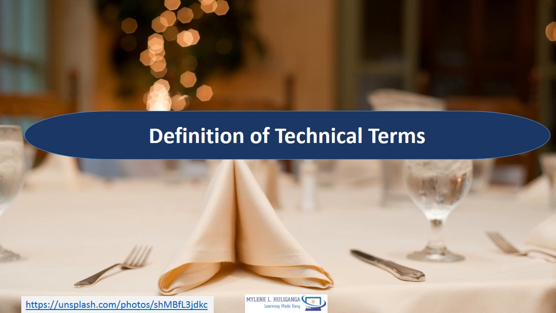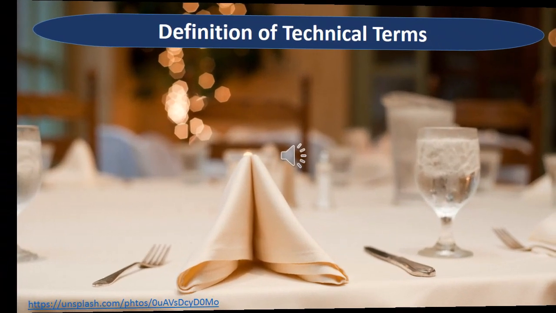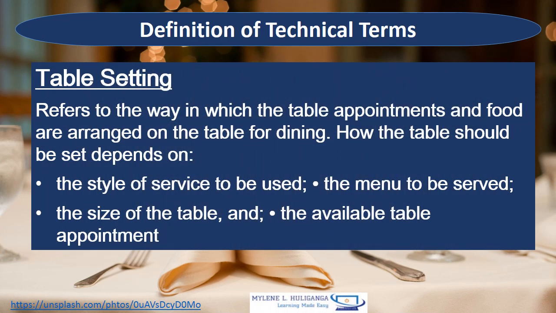Definition of technical terms. Table setting. It refers to the way in which the table appointments and food are arranged on the table for dining. How the table should be set depends on the style of service to be used, the menu to be served, the size of the table, and the available table appointment.